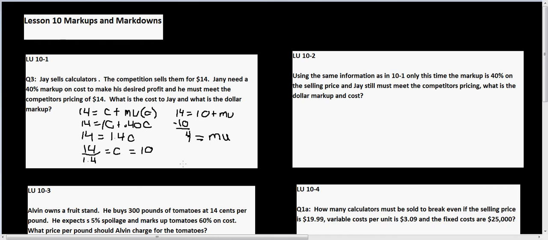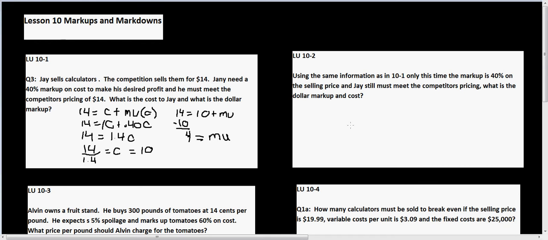So each one of Jay's items that he sells is going to have a cost of $10 and a profit of $4. Great. Let's move on and take a look at markup based on selling price. If we go back and take a look at Jay's information again, this time we're going to mark up 40% on the selling price instead of the cost, and Jay still has to get the competitor's selling price of $14. What's the markup and cost now? Don't jump to the conclusion that it's the same as here, because it's not going to be.